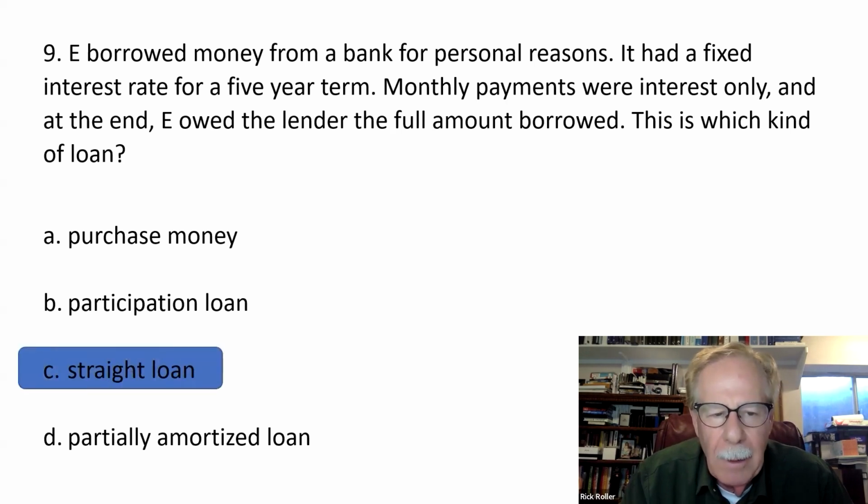Okay. Some of these terms make perfect sense, like partially amortized, and some of these terms don't. You just got to know what a straight loan is. And what is a straight loan? Well, there are IO payments, and then there's a balloon. Let's look at number 10, please.